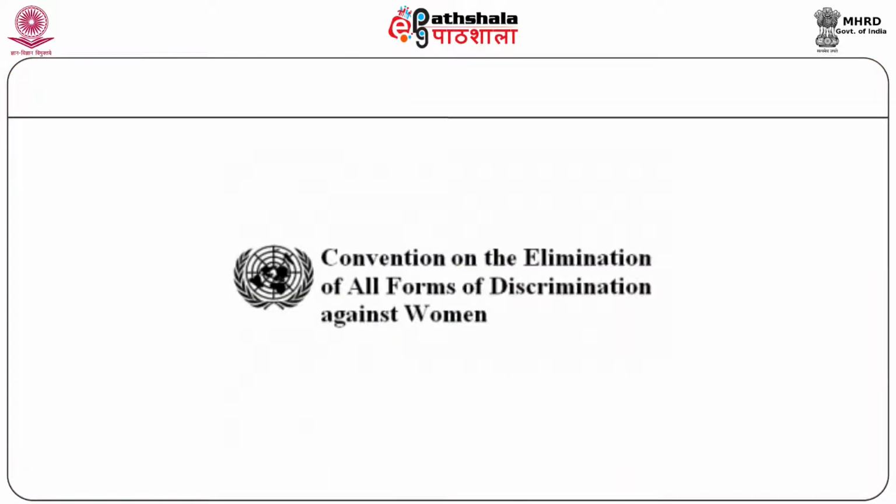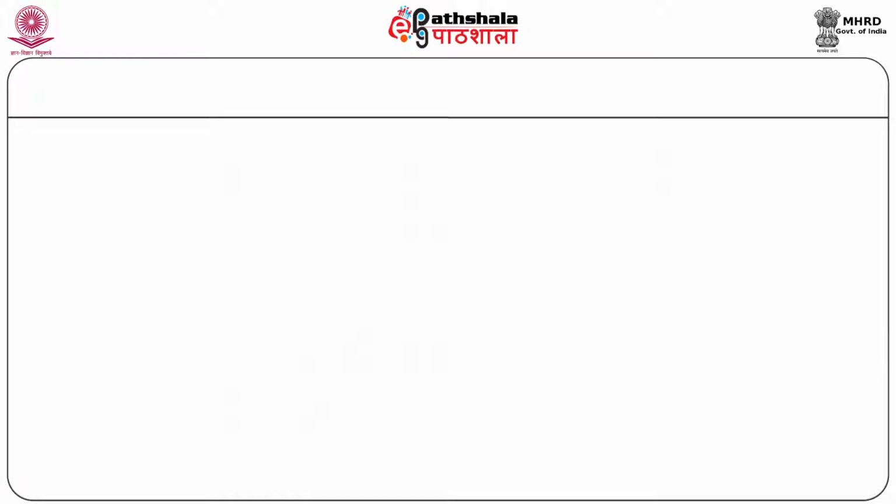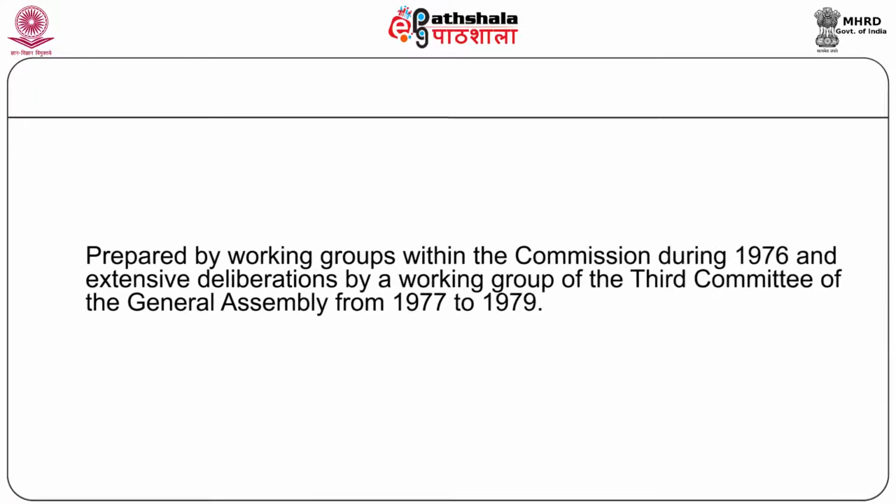The text of the Convention on the Elimination of All Forms of Discrimination Against Women was prepared by working groups within the Commission during 1976, and extensive deliberations by a working group of the Third Committee of the General Assembly from 1977 to 1979.